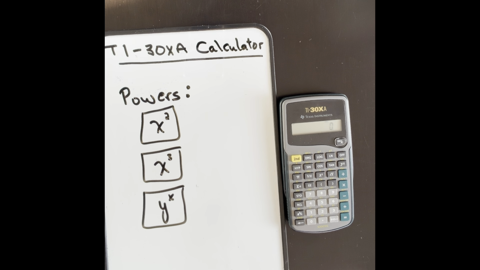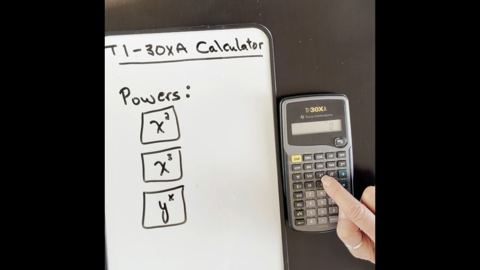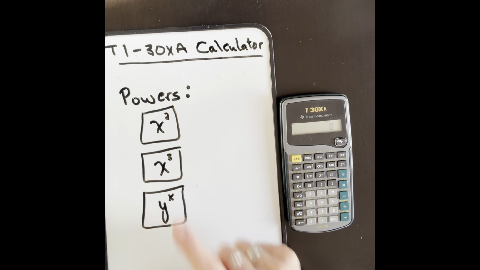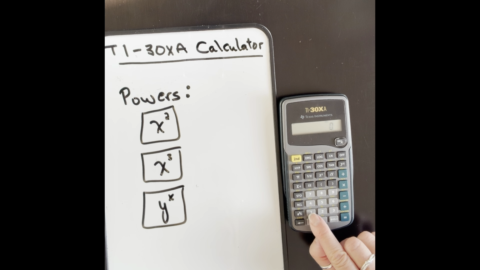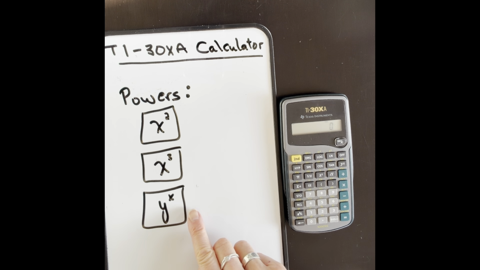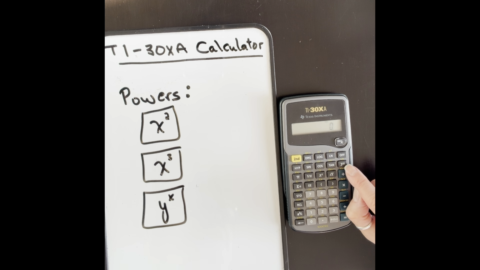The next functions are power functions, and there's 3 different power functions. There's an x squared key, which is right here. There is an x cubed function, which is the second function of the number 1. So if you look above number 1, it says x cubed. And then there is a power function for any exponent, and that is y to the x, which is located here. So let's do a few examples.